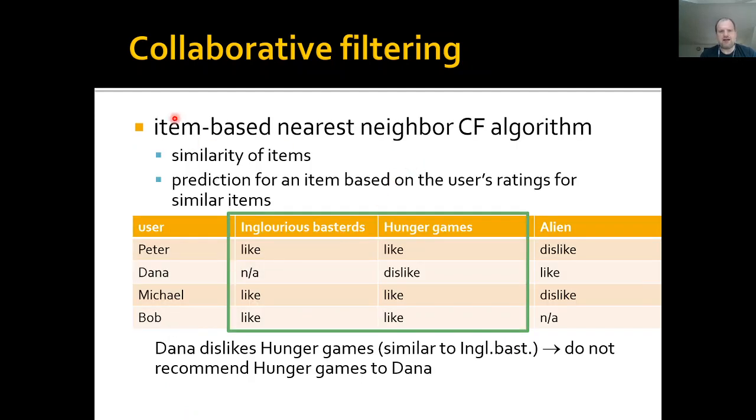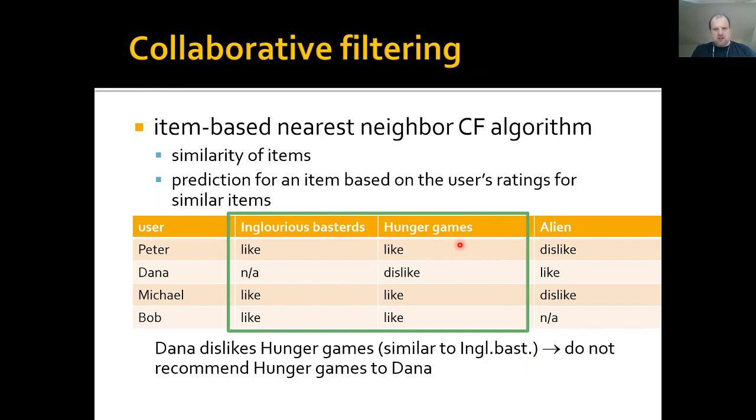The other method is the item-based nearest neighbor collaborative filtering algorithm, which is an orthogonal or inverted method. Instead of computing the similarity of 2 users, we compute the similarity of items, and do the prediction not based on similarity of users, but similarity of items. But basically it's the same matrix, so it doesn't matter if it comes from the rows or from the columns.